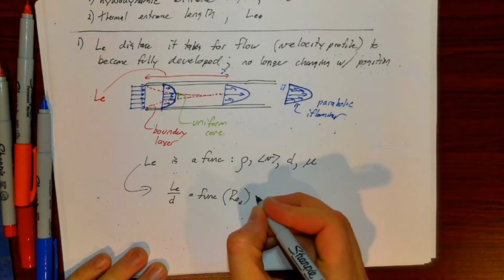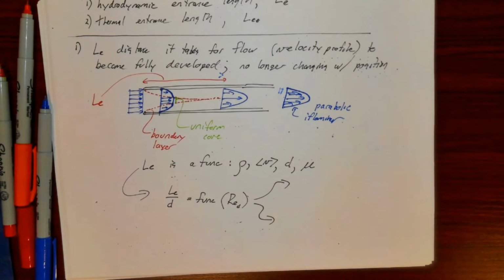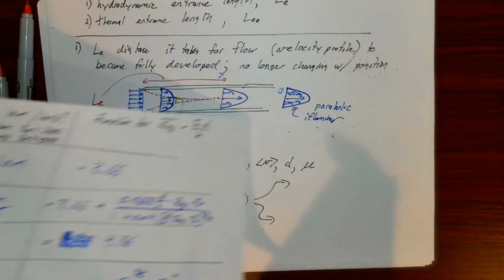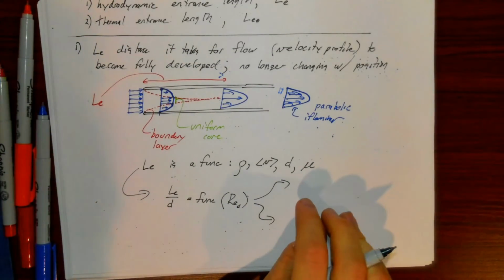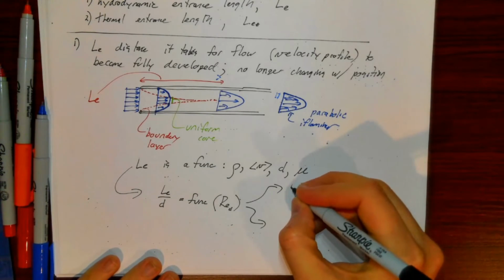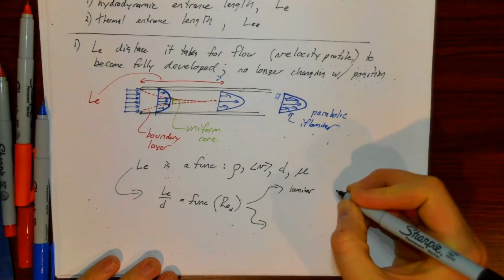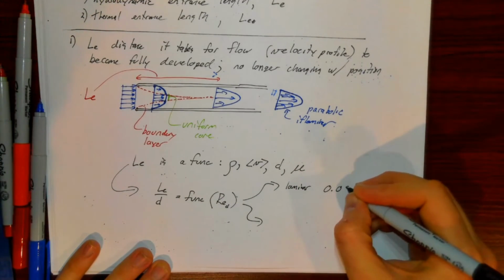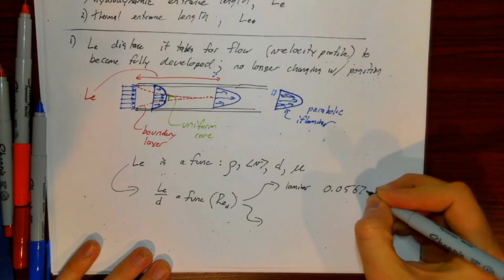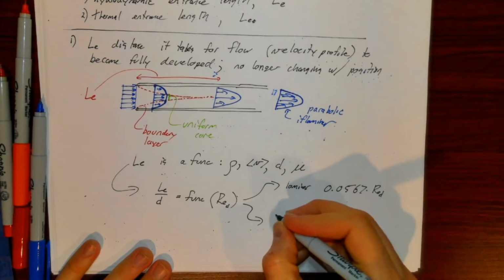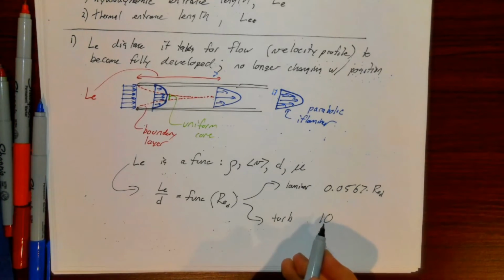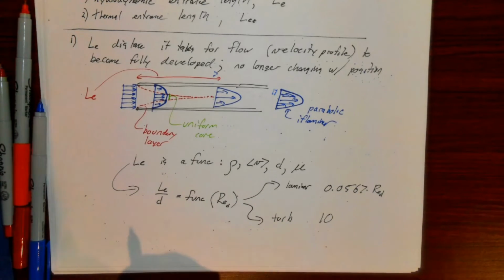In a similar spirit to this chart here, where there are a whole bunch of different conditions, rather than having one function to rule them all, it's easier to have two separate functions. If your flow is laminar, then this entrance length divided by diameter is 0.0567 times Reynolds number. And if the flow is turbulent, then it's 10. That's it. 10. Pretty straightforward as far as functions go.